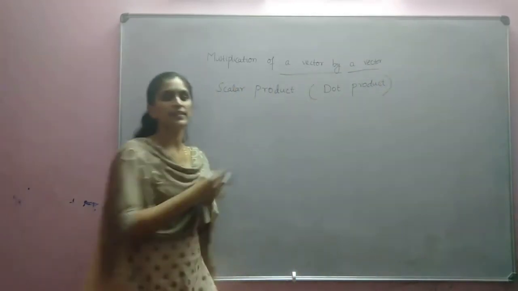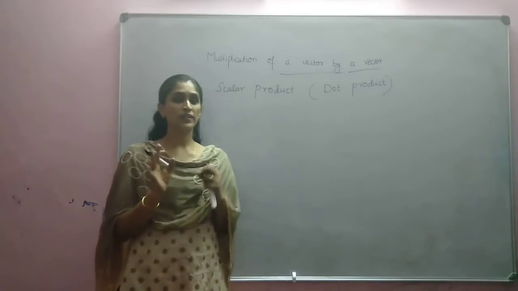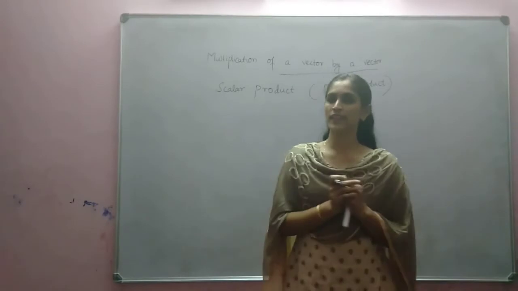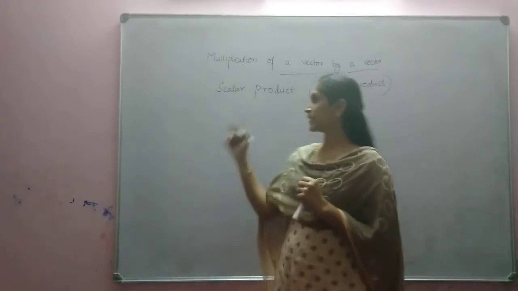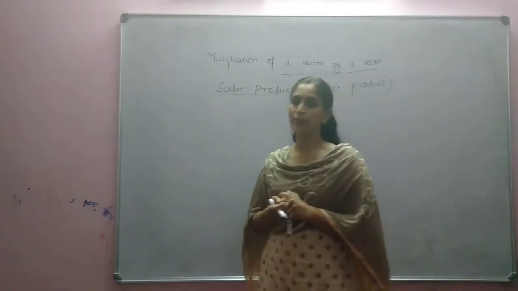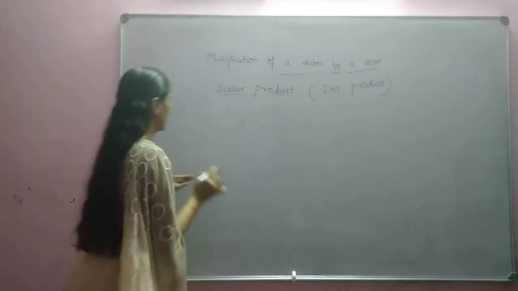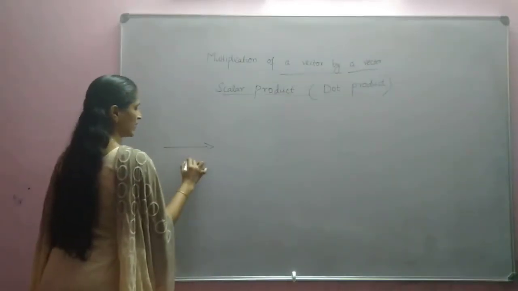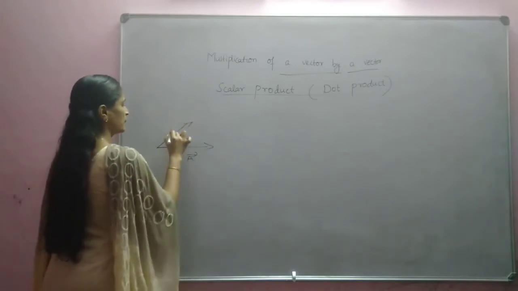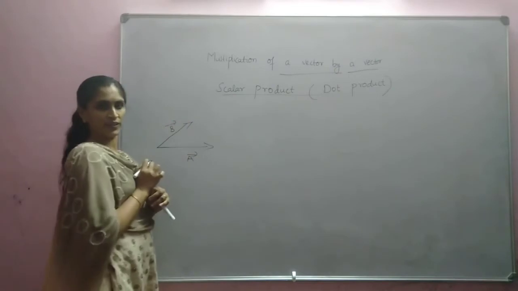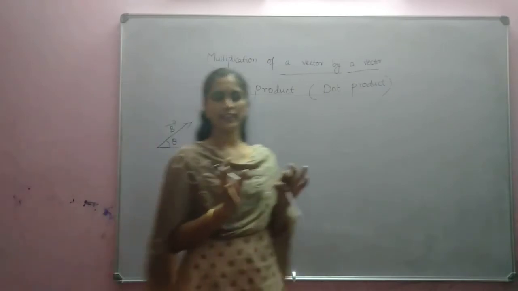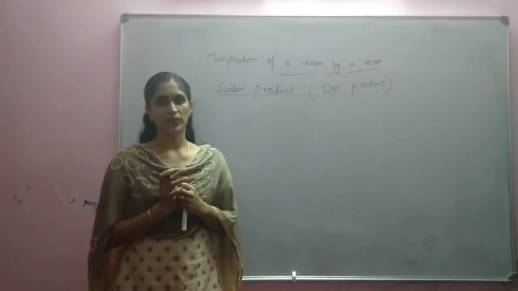What is meant by this scalar product? What is its specialty? Two vectors are there, and we find the product of the two vectors, but after finding the product we get a scalar quantity. That is the significance of the scalar product. We consider two vectors A and B. Vector A is acting in this direction, and another vector B is acting in this direction. Let theta be the angle between the vectors.